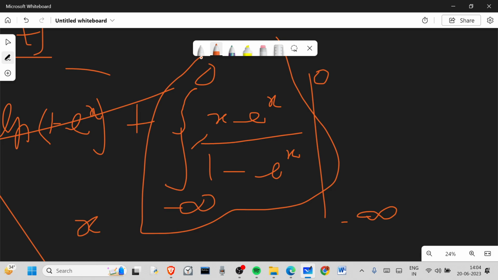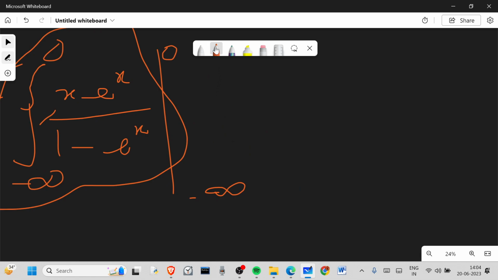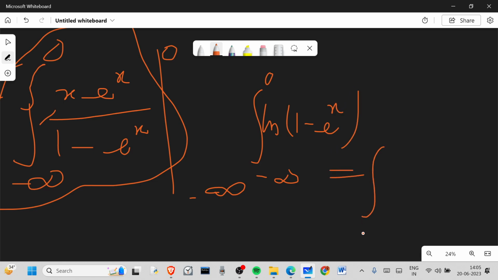I was really very much deflected from my mission. So basically the parent integral reduces to this one. Which one? Basically the integral from minus infinity to 0 of ln(1 minus e to the power x) is equal to the integral from minus infinity to 0 of x e to the power x over 1 minus e to the power x.